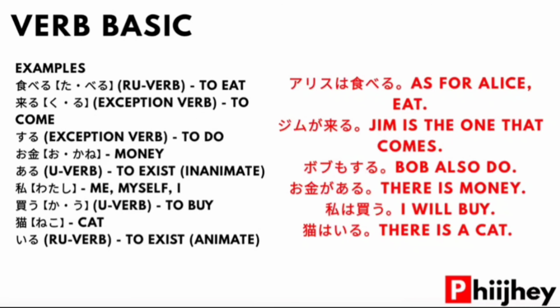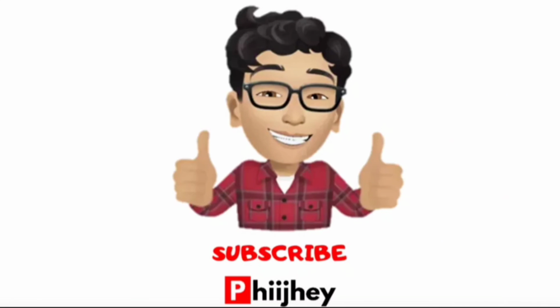Here are some example sentences using ru-verbs, u-verbs, and the exception verbs. Alice wa taberu. Jim wa kuru. Bob mo suru. Okane ga aru. Watashi wa kau. Neko wa iru.